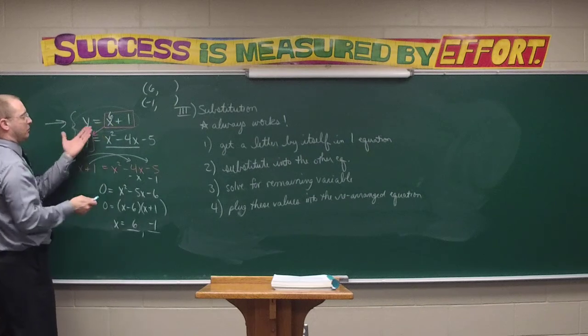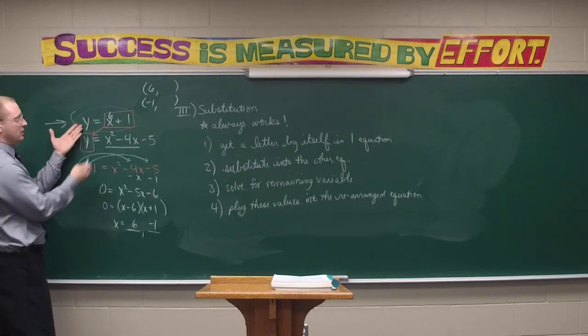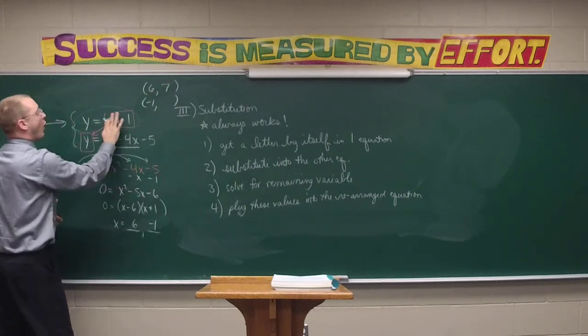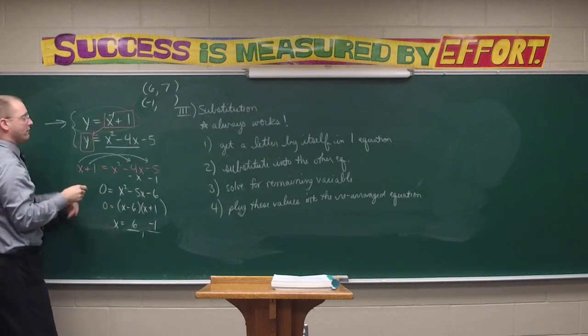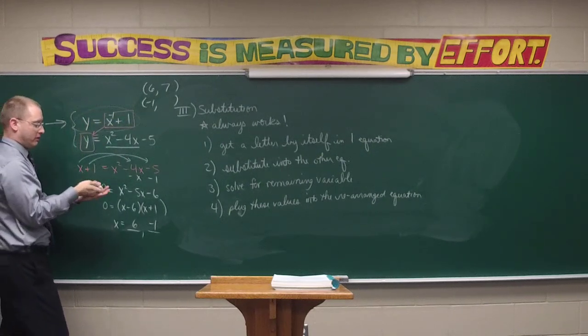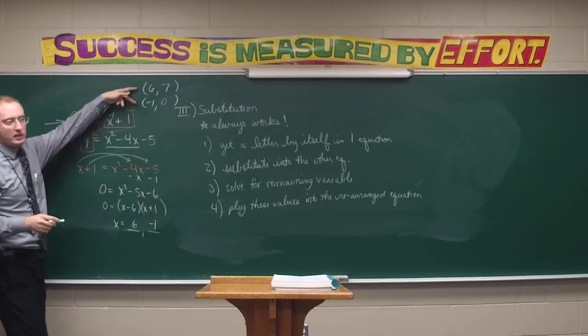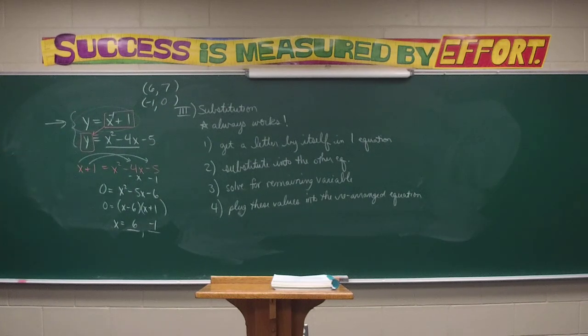x is 6. Well, if x is 6, class, what's y? 6 plus 1, 7. We're going to also plug in the negative 1. y is negative 1 plus 1, 0. Oh, the same 2 points I got when I graphed, right? But no graph. Easier. It's even easier when you're not dealing with quadratics, but linear equations.